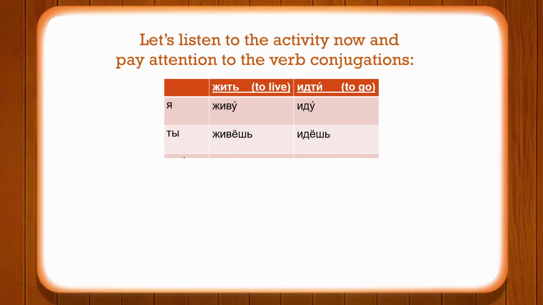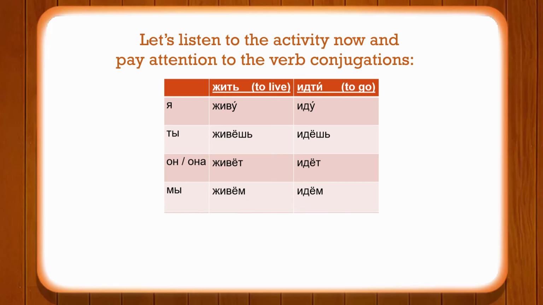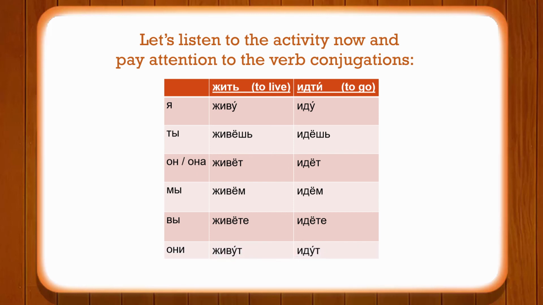However, the very basic difference of жить and идти is that жить we often use with the prepositional case: жить где, live where, and идти means to go, where to, куда. So this is the basic relation between these two different verbs. However, we will see how they are conjugated.